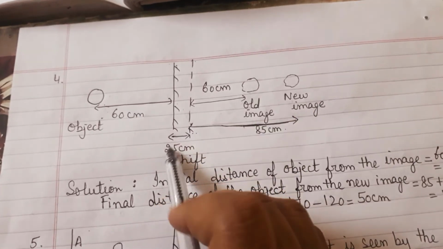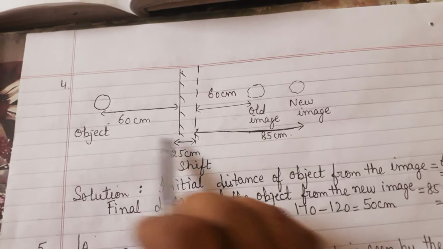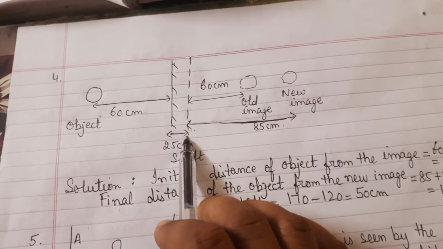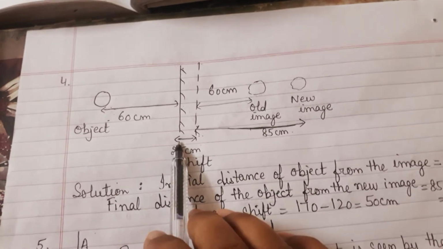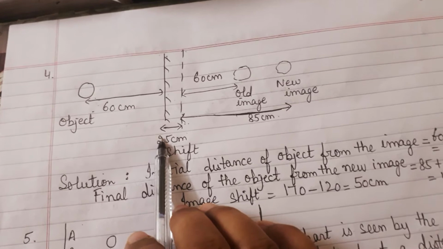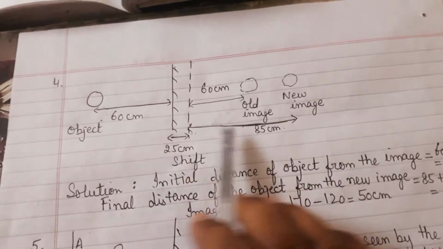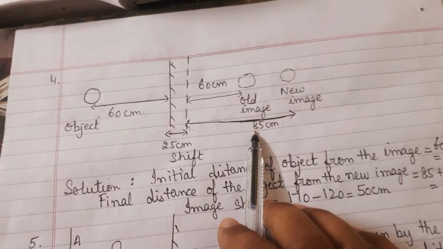The mirror is shifted 25 centimeters away from the object. Okay. Now when the mirror is shifted 25 centimeters away, children, what would be the new distance? What would be the new object distance? It would be 60 plus 25, and that would be 85 centimeters. So naturally the new image will also be at a distance of 85 centimeters, right?